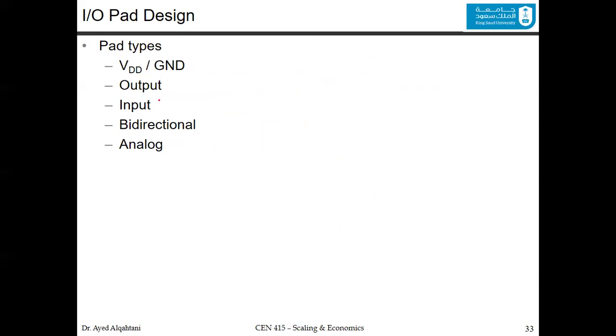So the pad types: we have the VDD and the ground. You have output, input, and the bidirectional, and also analog pads. So we'll discuss each one of them, the output, the input, and the bidirectional, and the analogs, to see what's going on with the paths and how this is connected to your design after you finish your design.